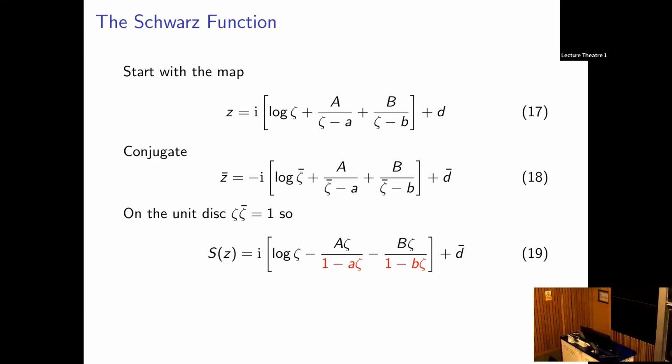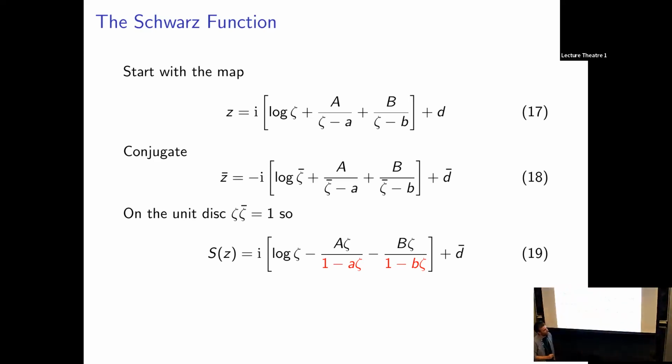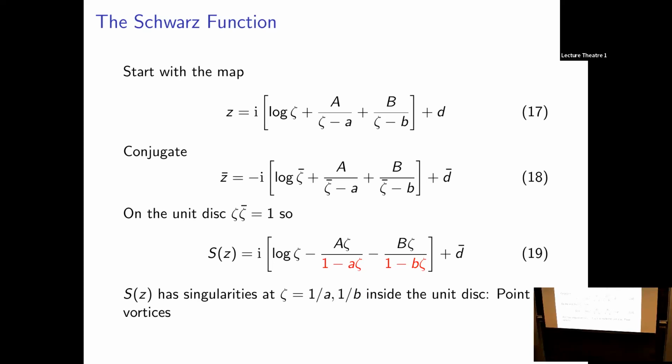And this is nice. What you see here, and I've highlighted these terms here, is that whereas the map was analytic in the disk, the Schwarz function isn't. There's poles at 1 over a, 1 over b, and this corresponds to the point vortices.